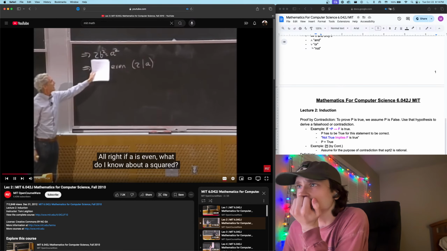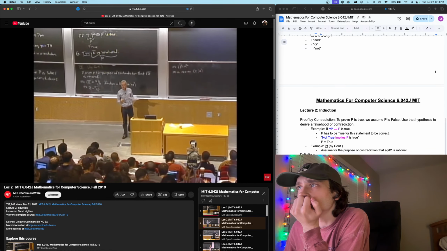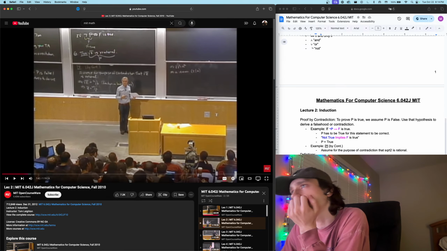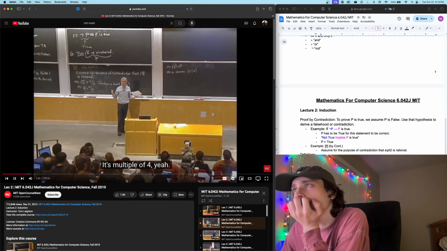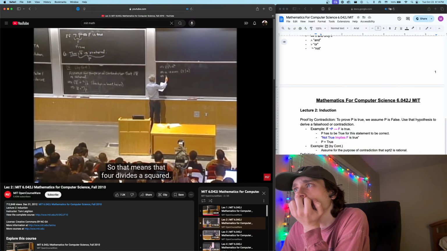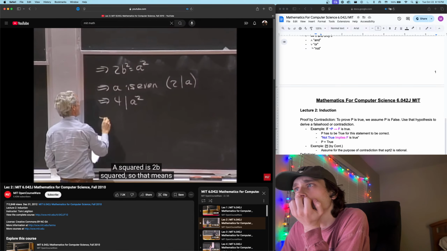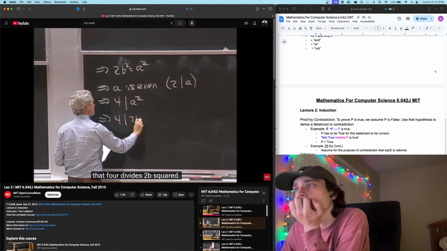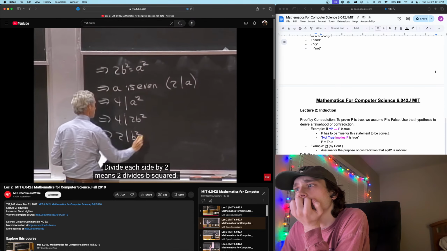If A is even, what do I know about A squared? I know more than just it's even. You know that it's equal to 2B squared. What is it? It's a multiple of 4, yeah. So that means that 4 divides A squared. A squared is 2B squared, so that means that 4 divides 2B squared. Divide each side by 2 means 2 divides B squared.